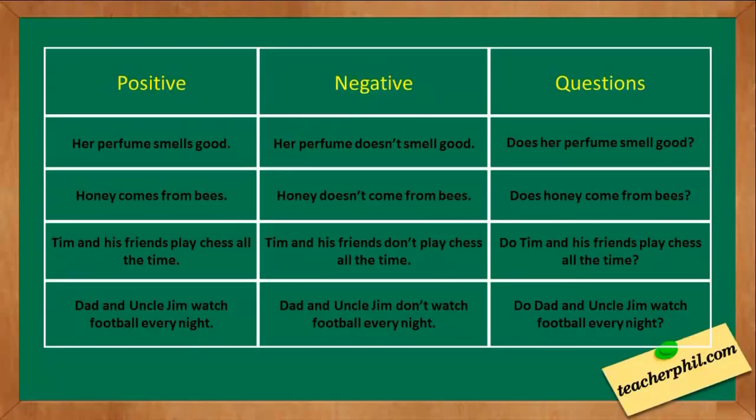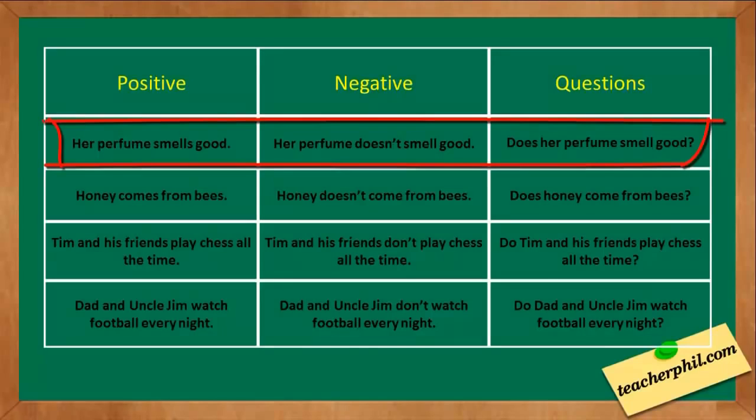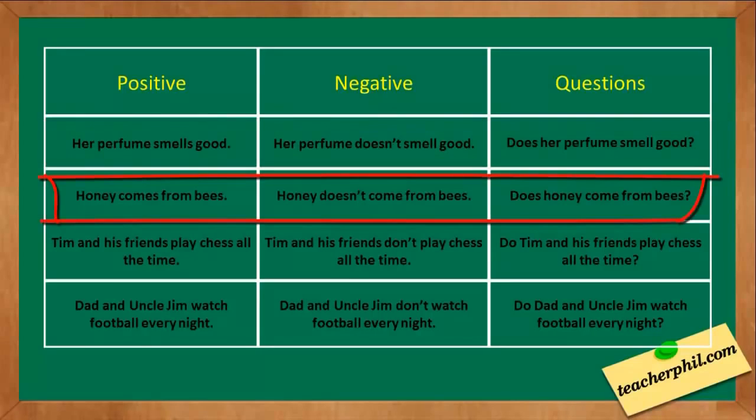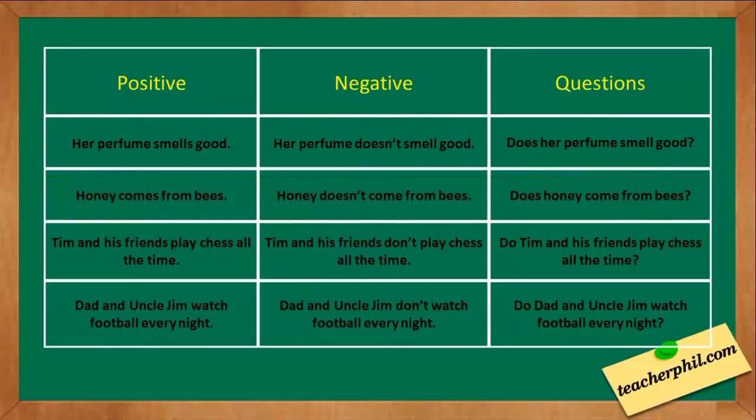Try to compare the differences between the structures of these simple present sentences. We have here the positive and negative statements and the questions. Examples: Her perfume smells good. Her perfume doesn't smell good. Does her perfume smell good? Honey comes from bees. Honey doesn't come from bees. Does honey come from bees?